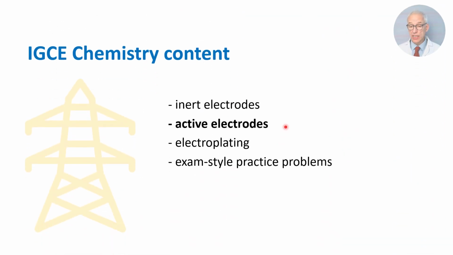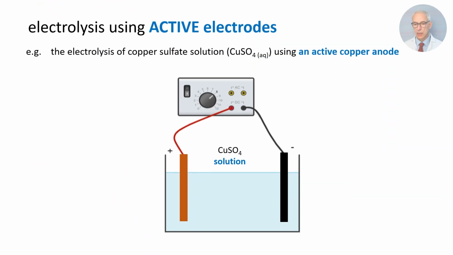Now we need to see the meaning and significance of using active copper electrodes in the electrolysis of copper sulfate. So let's now consider the idea of active electrodes. In this case, an active copper electrode.